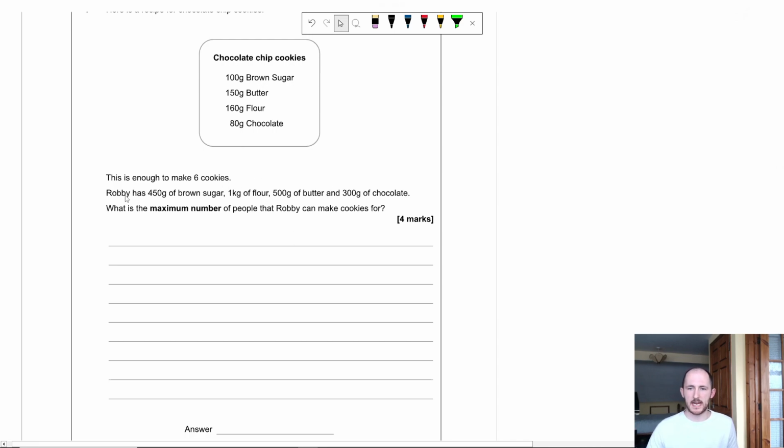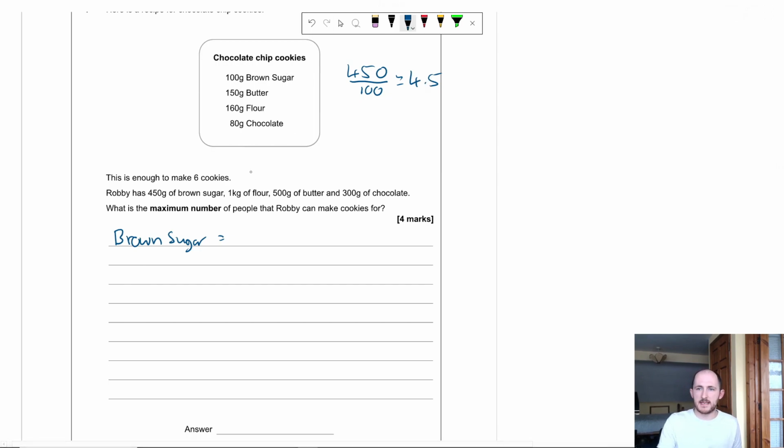So what we want to do is work out how many cookies we could make if we had just this, just this, just this, and just this. And whichever one is the smallest number is going to be our bonus. So if we look at brown sugar first, 450 over 100 will tell me how many batches of cookies I can make if brown sugar was my limiting ingredient. So I have 4.5 times as much brown sugar as I need.